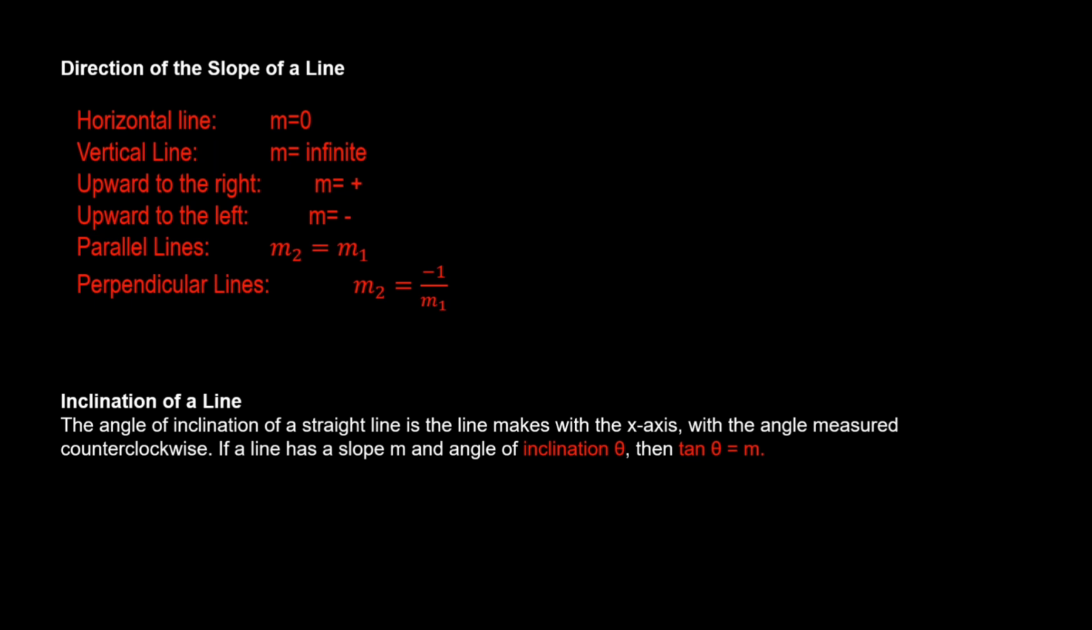The inclination of a line, so the angle of inclination of a straight line is the angle that the line makes with the x-axis, measured counterclockwise. If a line has a slope m and the angle of inclination is theta, then tan theta is equal to the slope. So, ang angle of inclination na tinutukoy ay yung angle na na-form from x-axis counterclockwise. Yan. So, this is the theta. So, this is the angle of inclination.